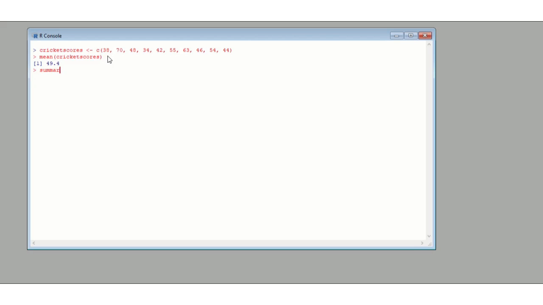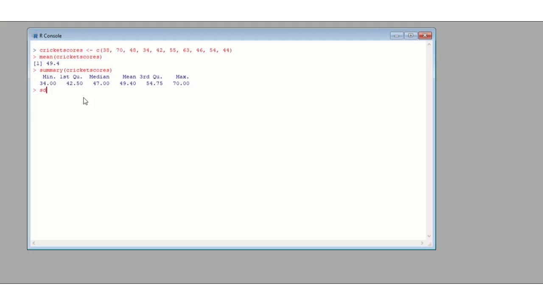If we want a general summary of the data, we type in summary. This returns the minimum value, the first quartile, the median, which is the second quartile, the mean, the third quartile, and the maximum, which is quite useful to get all that from just one little command.